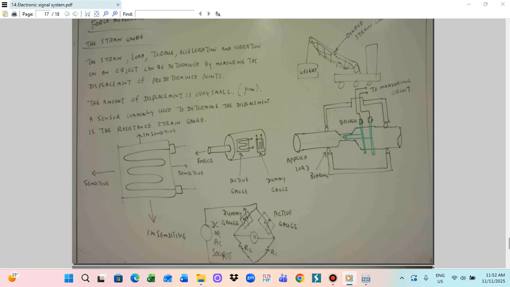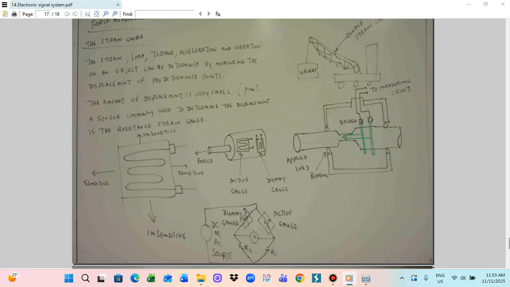So in this case, we attach the strain gauge like this. Here we put the strain gauge. The strain gauge we connect to the connection. So we connect the strain gauge here, and here we can attach the brush. So this is where we use the brush. This brush we then connect to the electrical circuit. So this is the measurement circuit. So this is for the strain gauge.